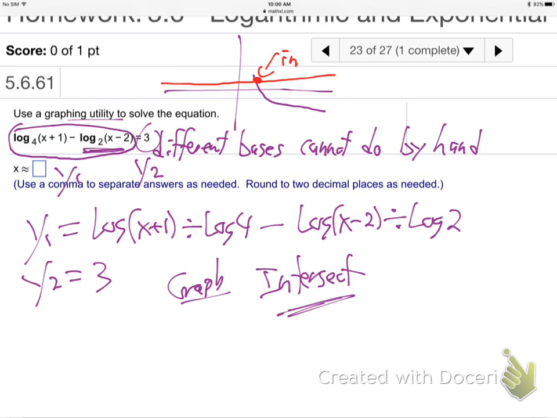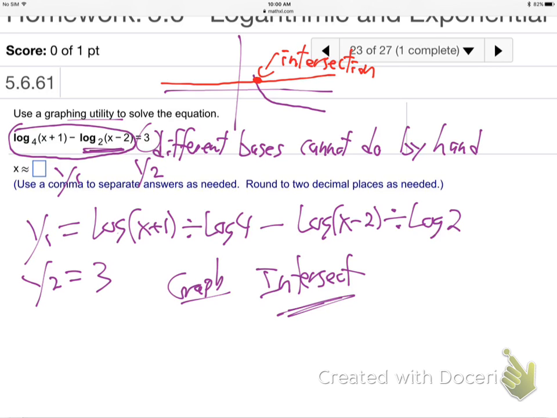So I'll do the intersection routine to find that. Remember, on the TI you go to second calc, go down to intersect, and hit enter. Then for the guess, just move the cursor close enough. I can't tell where it is. There it is, close enough. So enter, guess, boom.